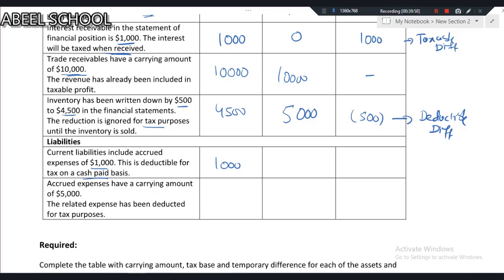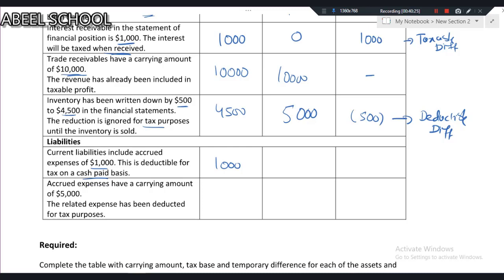You have a liability, accrued expense, simply expense debit and accrued credit. Tax people are saying we will give you this expense as deductible, but not now. When you pay in the future, then we'll give you this as an expense. Not now.